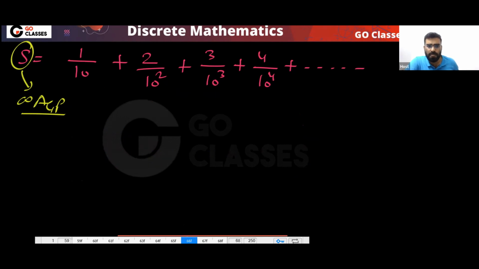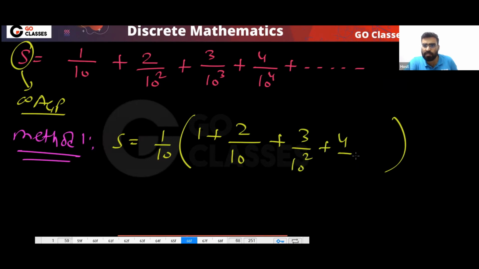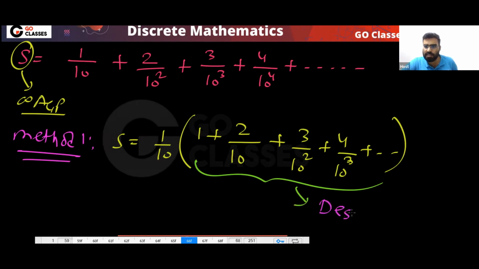So what we can do to convert this into desired format? What is method number 1? You can take this 1 by 10 common, and then you will get this. Now you have a desired format. Now this is in the desired format. You can clearly see.